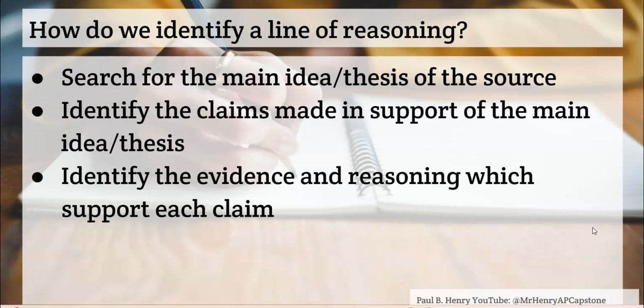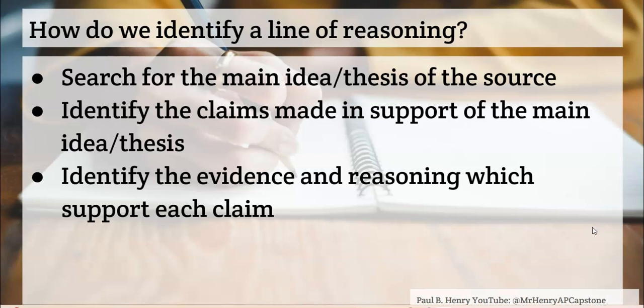How do we identify a line of reasoning? How do we first just look at the work of other authors and identify a line of reasoning? We start by searching for the main idea or thesis of the source. What is the very big idea that they're trying to communicate? And then we want to identify the claims made in support of that main idea or thesis and identify how the evidence and reasoning which support each claim come together to create a compelling or convincing argument.